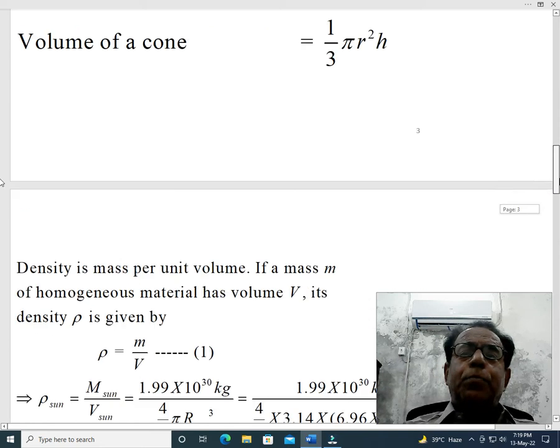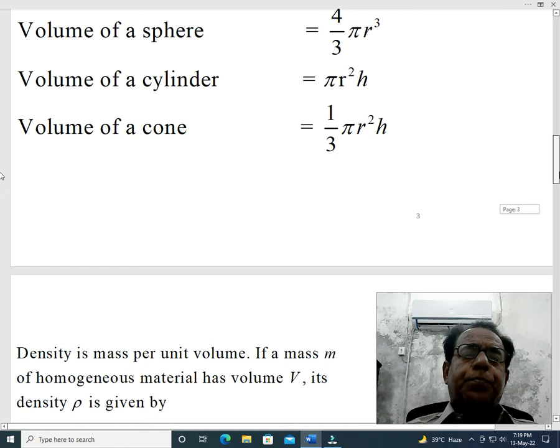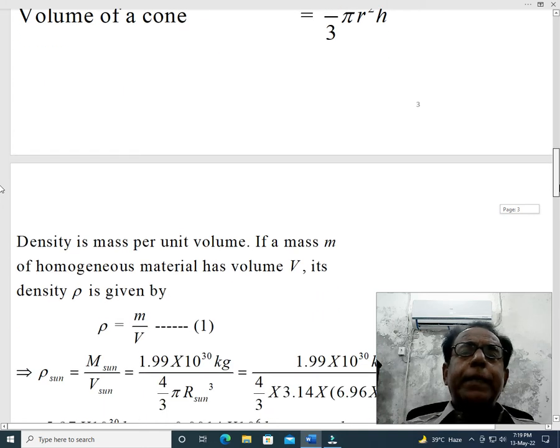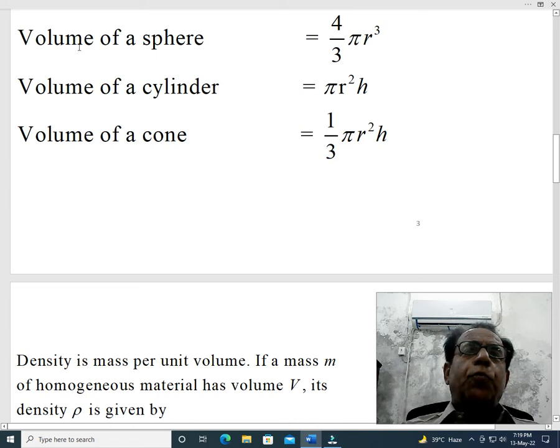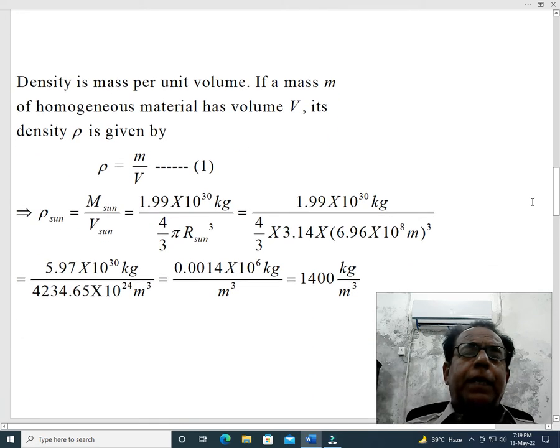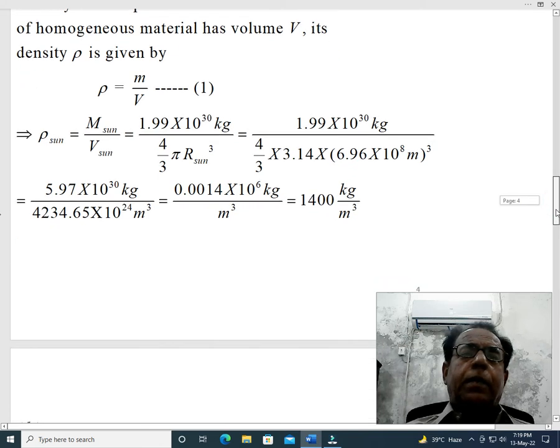We once again move to this: volume of a sphere, 4 by 3 pi r cube. Here instead of simply r, we have taken r sun, where sun is written as a subscript of r.